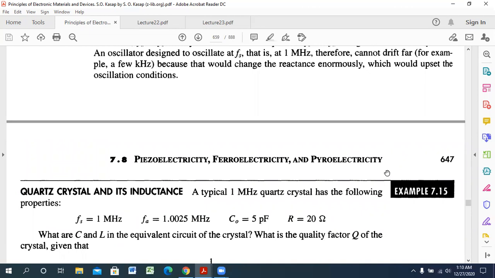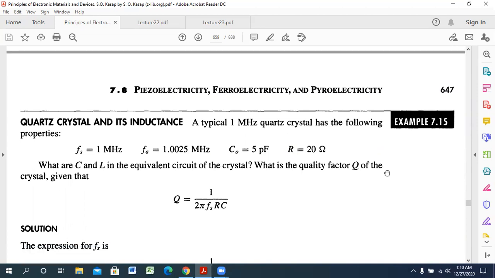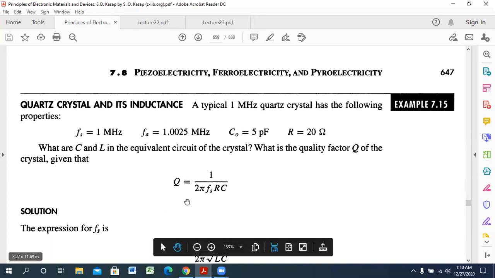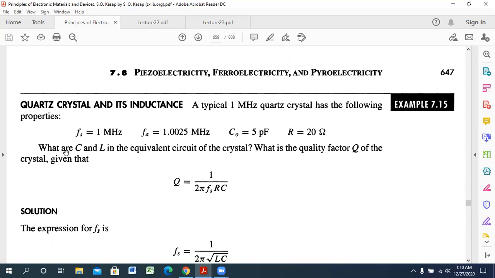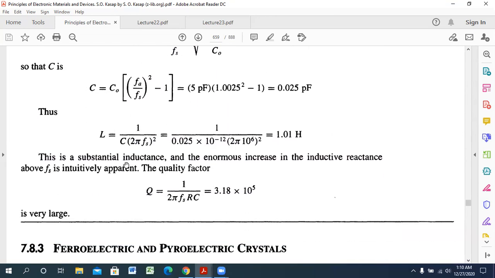Next, there will be another example. That one is 7.15, which is also very important. That one depends on the quality factors. So you have to find out the value of the capacitance and also the inductance from the crystal. Same formula, just use the formula.